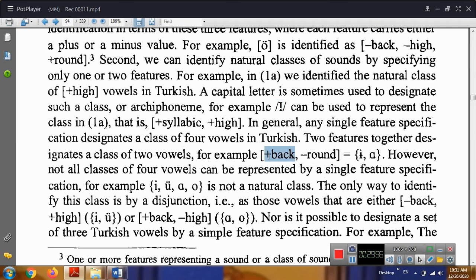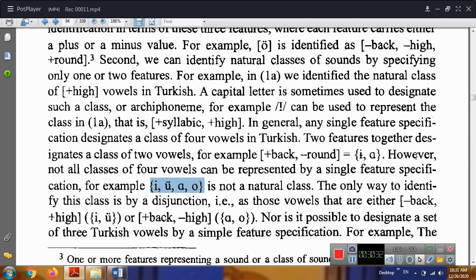For example, plus back and minus round, we have curly braces. After that we have these two sounds. By these two distinctive features we have these two sounds. However, not all classes of four vowels can be represented by a single feature specification. For example, E, U, A, O. As I told you, we show the sounds by curly braces. It's not a natural class.